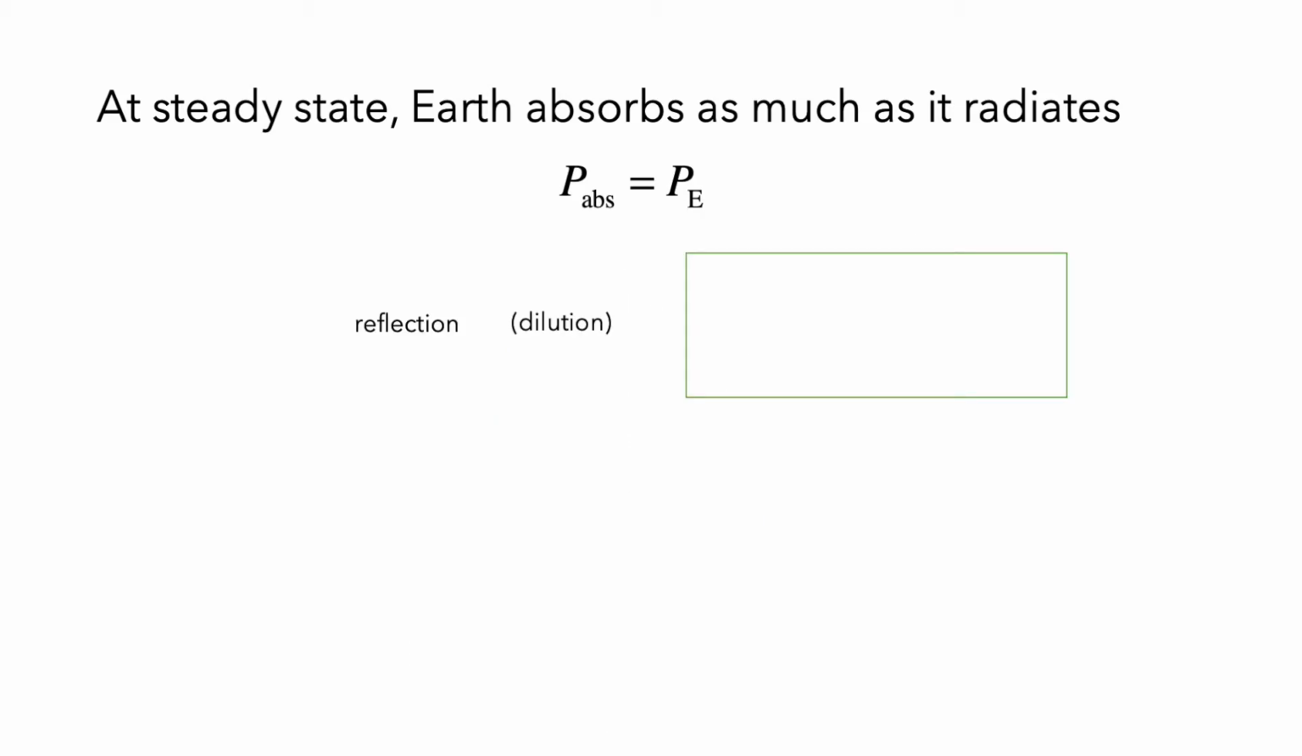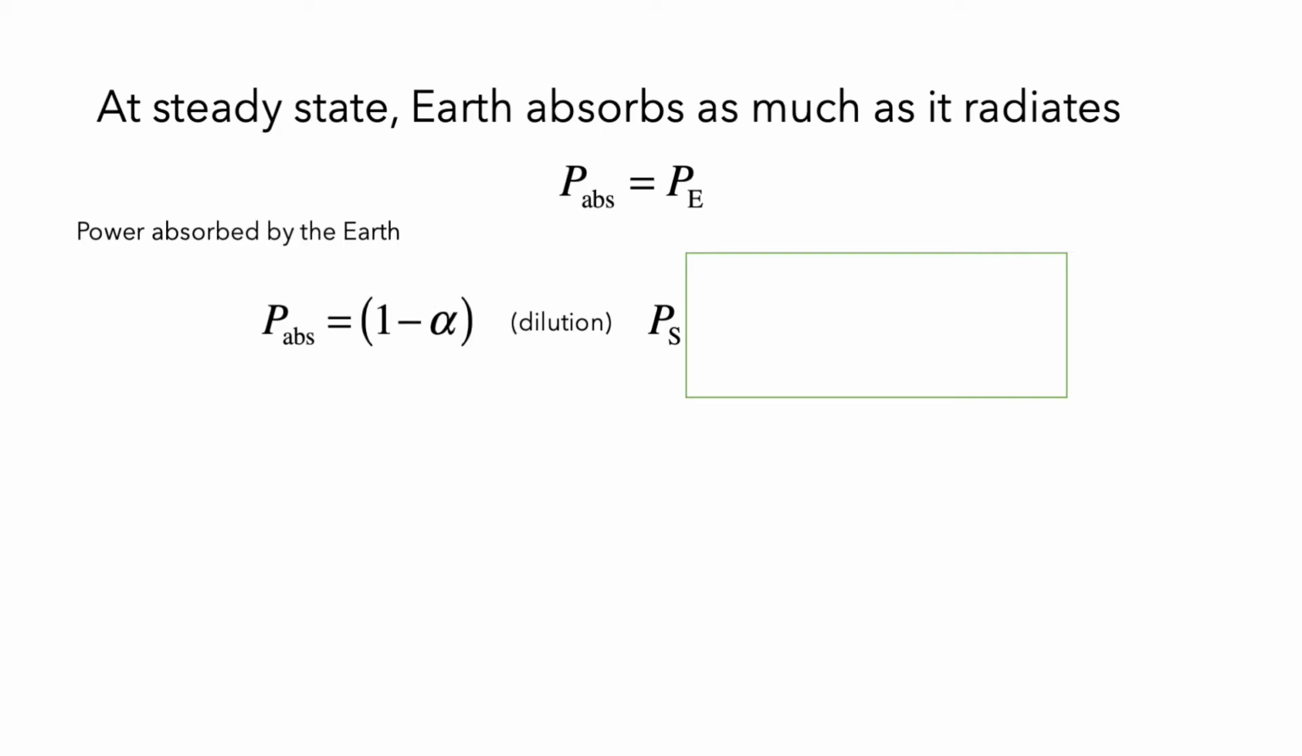Well, can we relate the power absorbed by the Earth to the power emitted from the sun? And indeed we can. We need to know how much was reflected, so we measure the albedo, and we can know how much is reflected, and we need that dilution factor, right? That not all the photons that are emitted into that whole sphere actually are intercepted by the Earth.